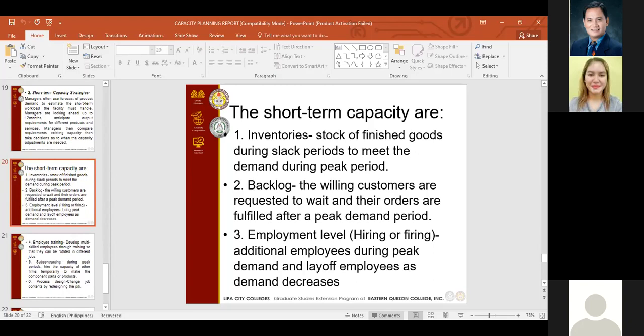So the short-term capacity options are the inventories, backlog, employment level, hiring or firing. In the inventories, the stock of finished goods during slack periods is used to meet the demand during the peak period. The backlog is the willing customers that are requesting to wait on their orders to fulfill their needs during the peak demand period. And then the employment level is hiring or firing additional employees during peak demand and then laying off employees as the demand decreases.